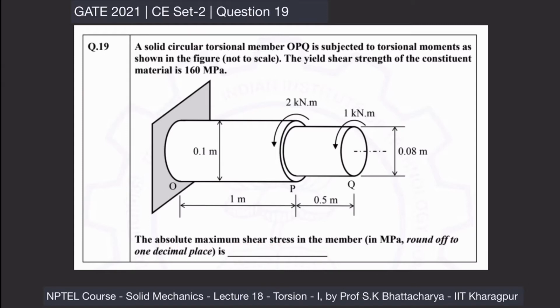and we need to find the absolute maximum shear stress in the member. Round off to 1 decimal place. Also, the respective dimensions of shaft 1 and 2 are given in the diagram. In order to learn the basics, you can go to the NPTEL course Solid Mechanics Lecture 18 Torsion 1 by Professor S.K. Bhattacharya of IIT Kharagpur.